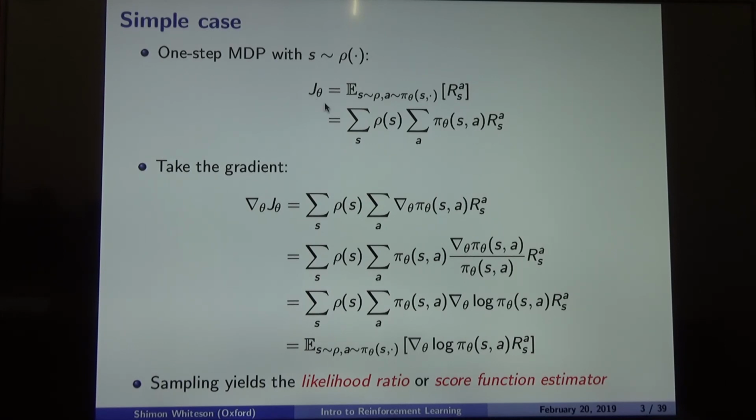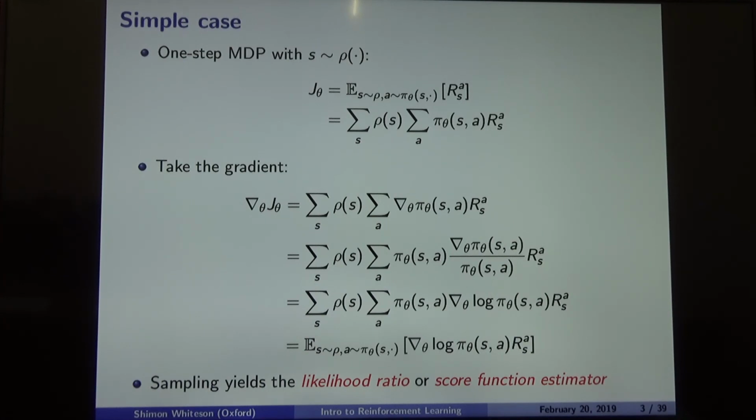So we want the theta that maximizes J of theta, which is an expectation across the states and the stochastic actions of our policy, of basically our reward function, the immediate reward that we'll receive in this one-step MDP. This expectation is just a sum over the states and actions of the rewards. We want to maximize this, so let's take the gradient so we can perform gradient ascent. The gradient looks as follows. We can move the gradient inside these summations. Now we have the gradient of the policy with respect to theta times the reward.